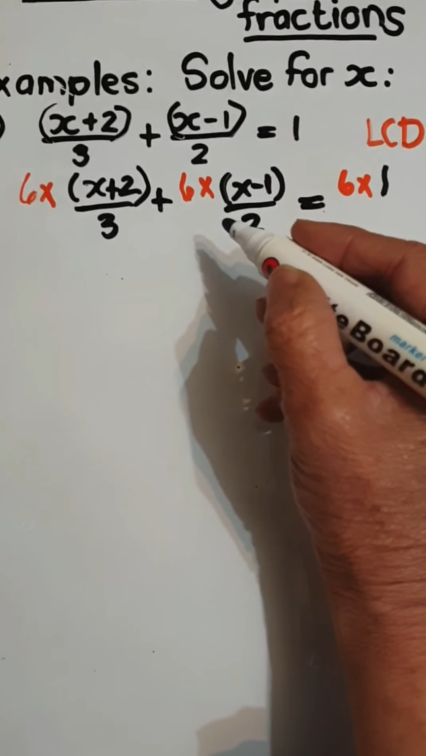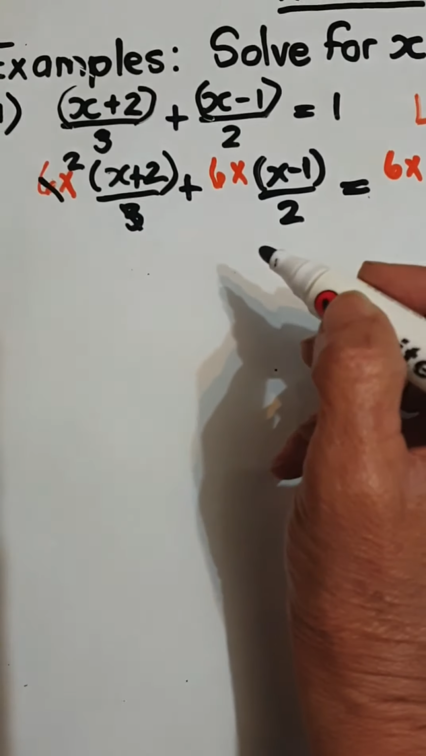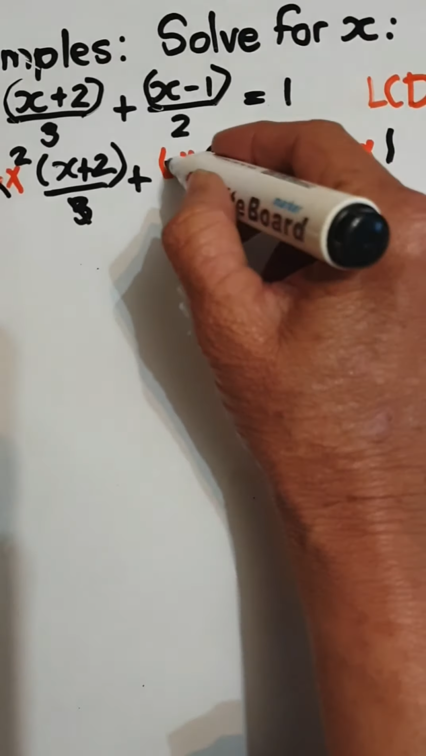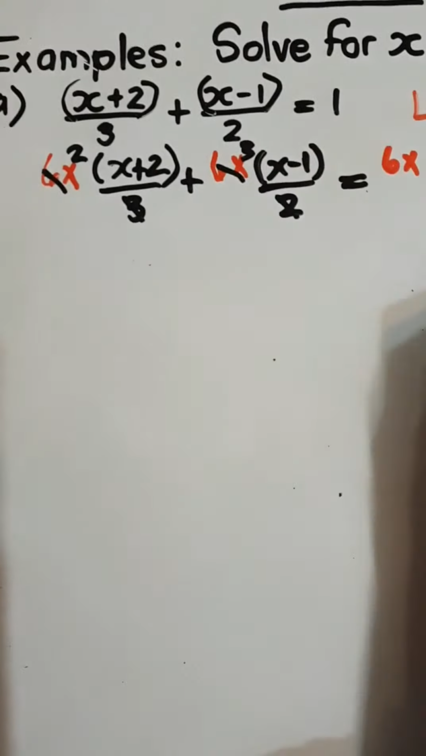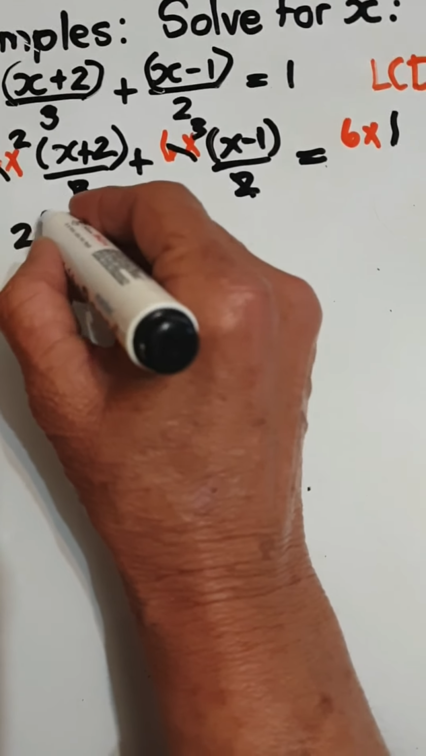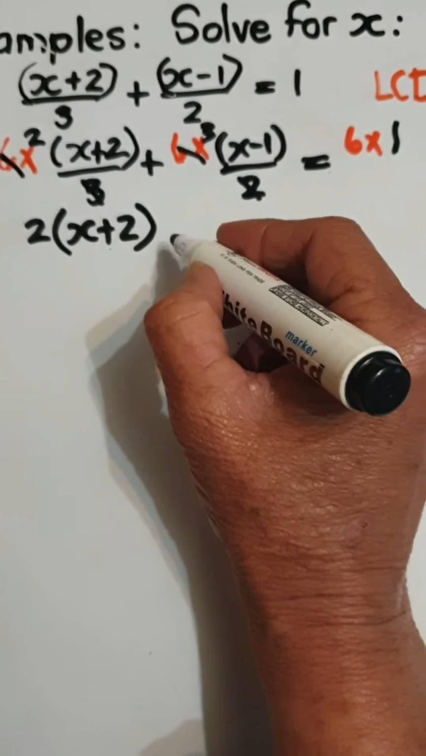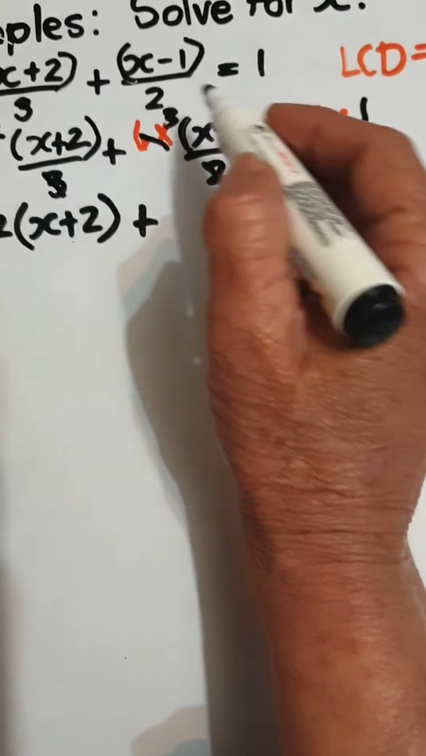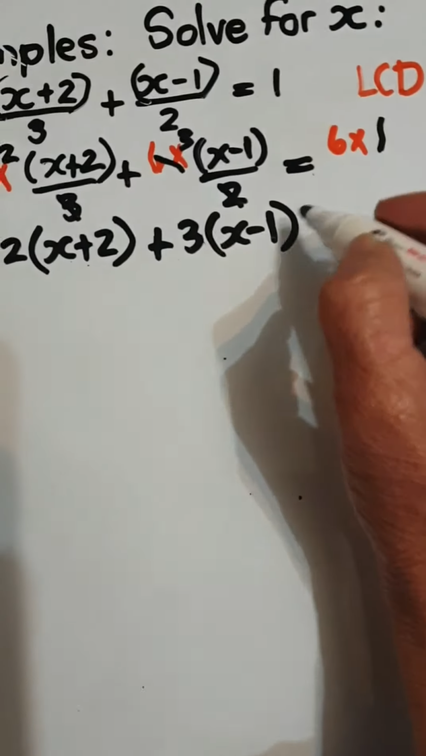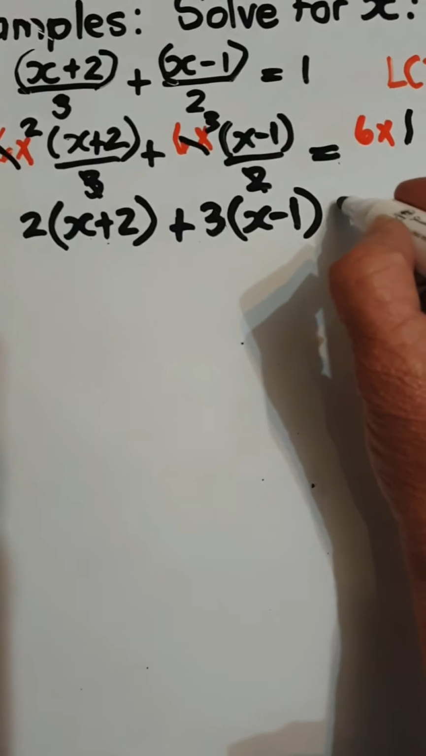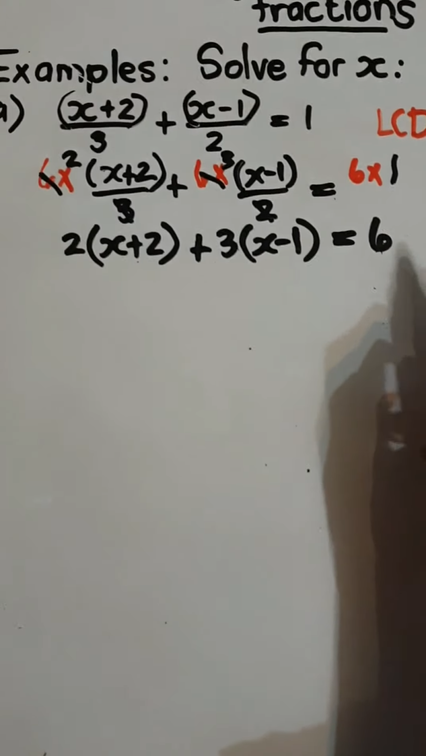So what happens now? The 3 will go into the 6 twice, so I will have 2 there. The 2 will go into the 6 3 times, so I will have 3 there. And 6 times 1 will be 6. So let's rewrite that. We have 2 times x plus 2, and it's over 1, so I'm not going to write that, plus 3 times x minus 1 over 1, which I don't write, must be equal to 6. No more fraction. I'm sure you are relieved about that.